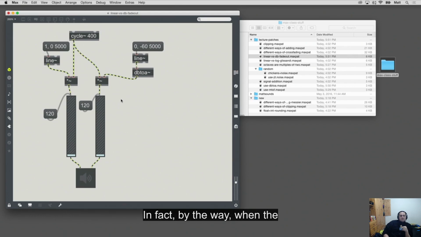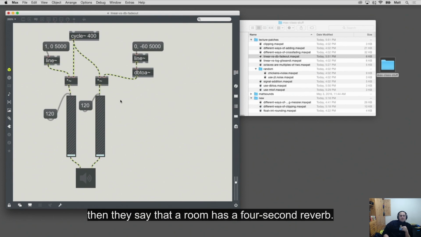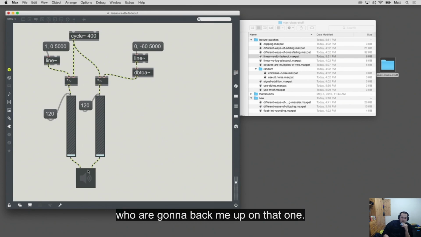In fact, by the way, when an acoustician is measuring the reverb in a room, then they say the room has a 4-second reverb. That's actually an exponential decay. And in principle, it's infinite. The reverb never gets all the way to 0, but they choose a 60 dB point as the end of the reverb, just so that they have something that's finite. They call that the T60 of a room. All this is just to justify my choice of 60 dBs as being very quiet. But I got a lot of acousticians who are going to back me up on that one.